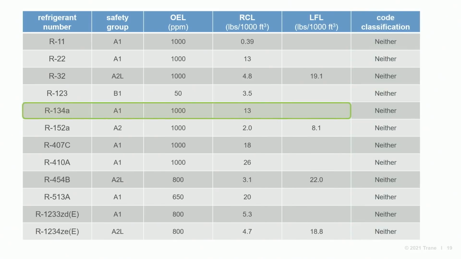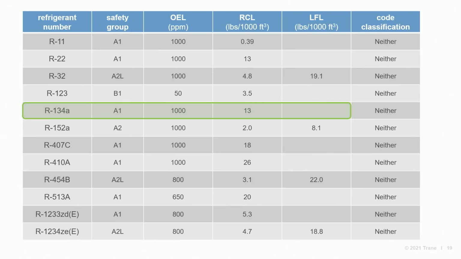As an example, let's look at the highlighted data for R134a. You can see that R134a is classified as group A1. It is a Class A because the OEL is greater than or equal to 400 parts per million.